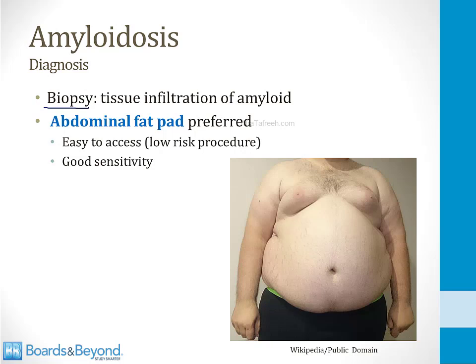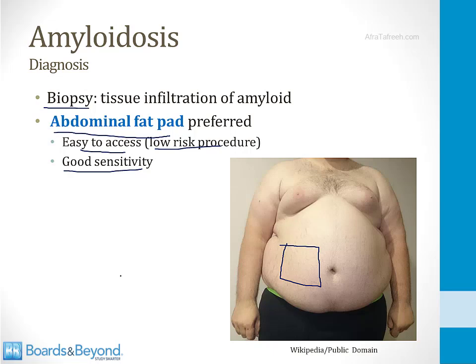So instead, what's usually done is something called an abdominal fat pad biopsy. If you look at this picture of this man on the screen, what the surgeon does is numb the skin in an area of the abdomen like I'm drawing with my pen. The surgeon then puts in a needle and takes multiple samples of the fat in the abdomen. This is easy to access, it's a low-risk procedure, and it has generally good sensitivity for detection of amyloid buildup. Once you prove that there's amyloid building up in the abdominal fat, you know that there's amyloid building up elsewhere, and you've made the diagnosis.